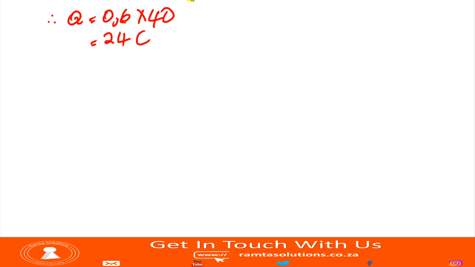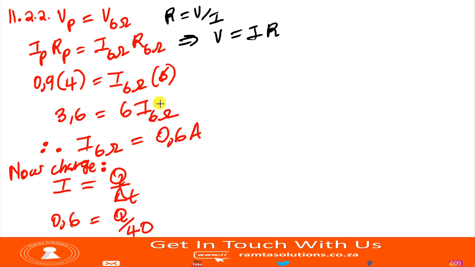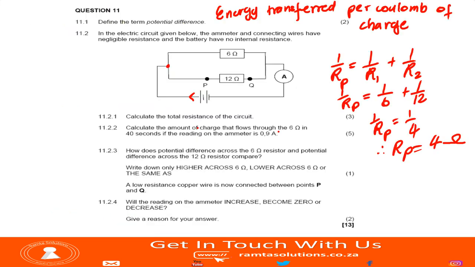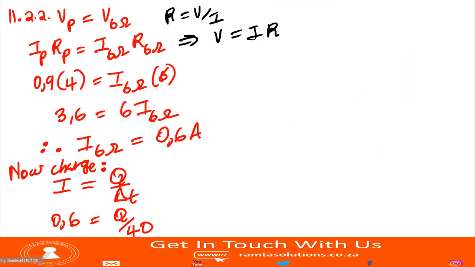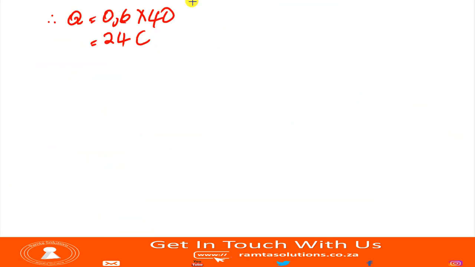So your charge is 24 coulombs. Remember the question was saying to us, calculate the amount of charge that flows through the 6 ohm resistor in 40 seconds if the reading on the ammeter is 0.9 amperes. Okay, perfect. So, option 2, which I don't know if we should really look at, but perhaps let's look at it. Option 2 of solving this.